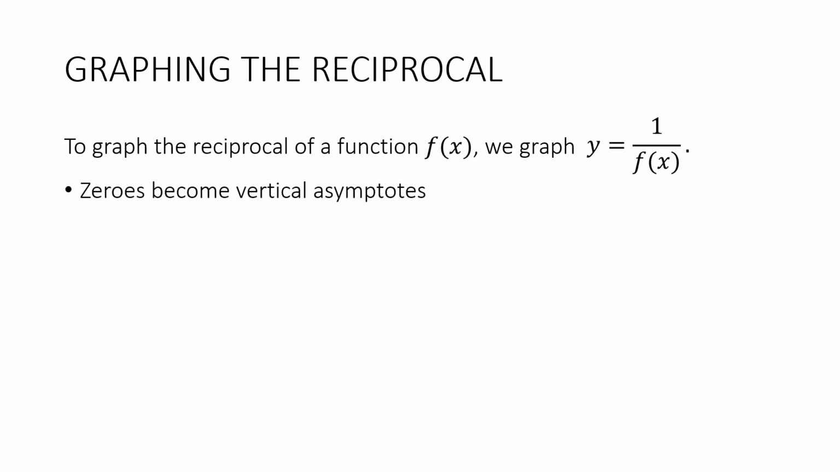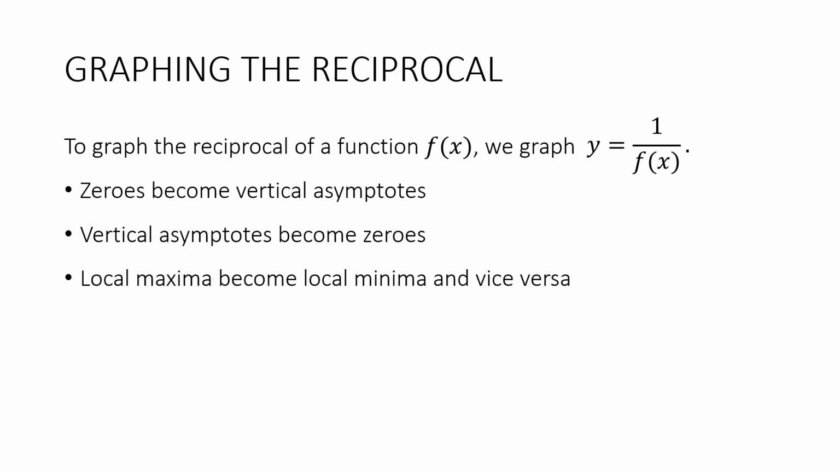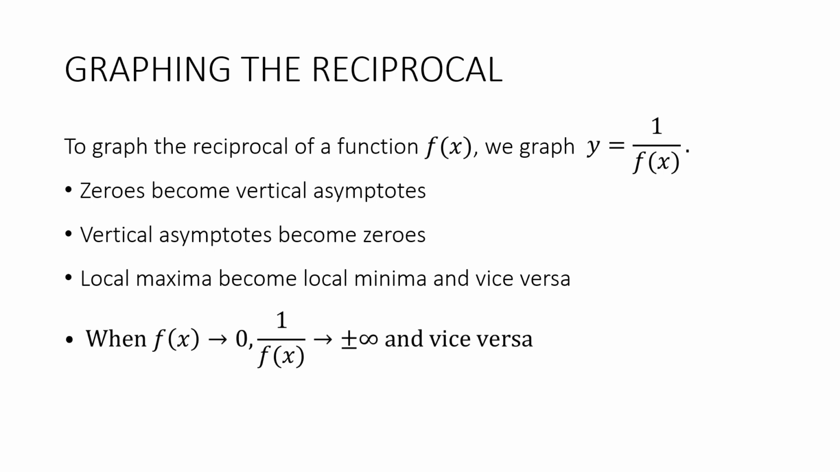Any zeros will become vertical asymptotes because 1 divided by 0 tends to infinity. Any vertical asymptotes will become zeros. Local maxima become local minima and vice versa. And when f of x tends to 0, 1 on f of x tends to plus or minus infinity and vice versa. And finally, the sign of the y-coordinate doesn't change because 1 divided by a negative number is still a negative number.